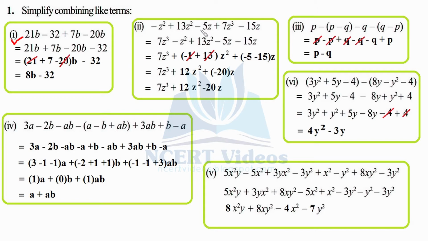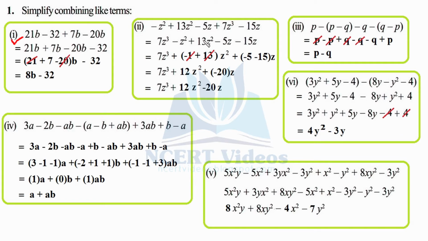Now we'll check for the variable having 1 degree. So z only, 1 degree. We will write it minus 5z, and we have minus 15z, and we have written all the terms. In this way we are arranging the highest power first of all, or highest degree, in a decreasing or descending order. Now this 7z cubed as it is, because we don't find any other variable z with power 3 or degree 3.